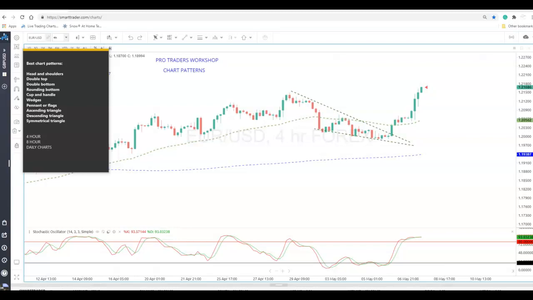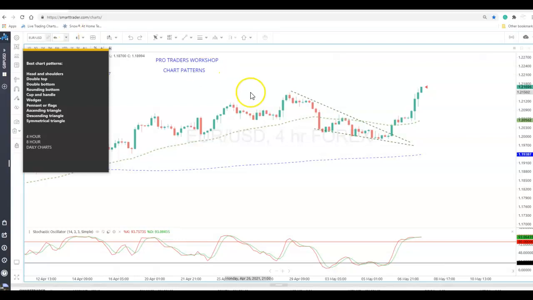So a chart pattern is a shape within a price chart that helps suggest what price might do next based on what it has done in the past. So chart patterns are the basis of technical analysis, and it requires a trader to know exactly what they are looking at as well as what they're looking for.